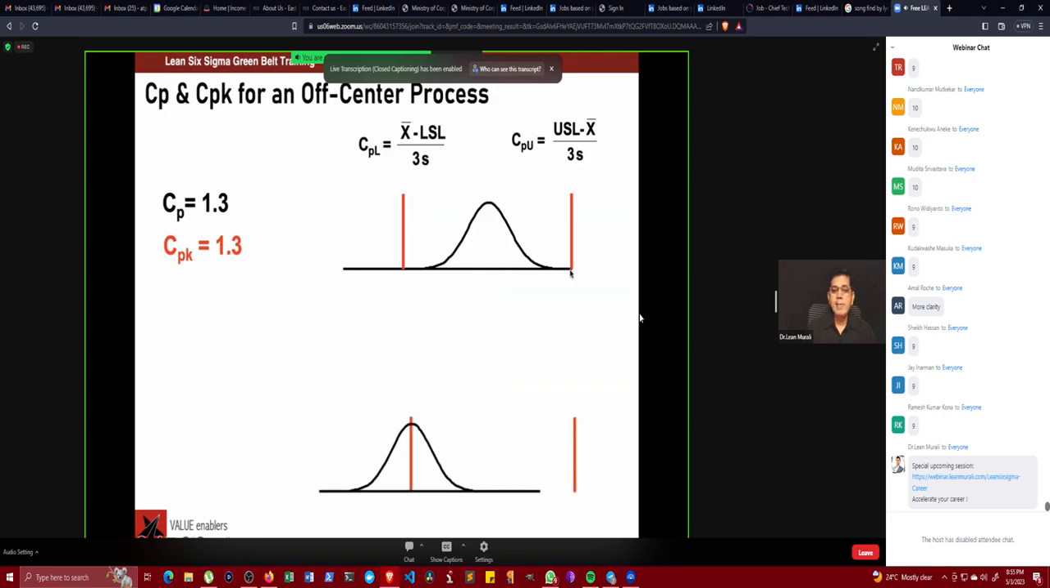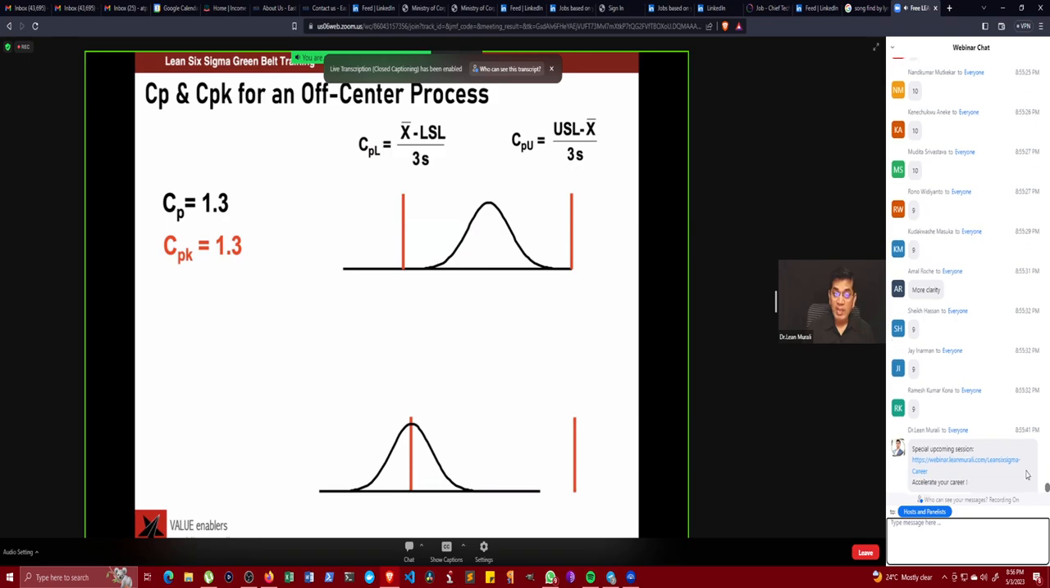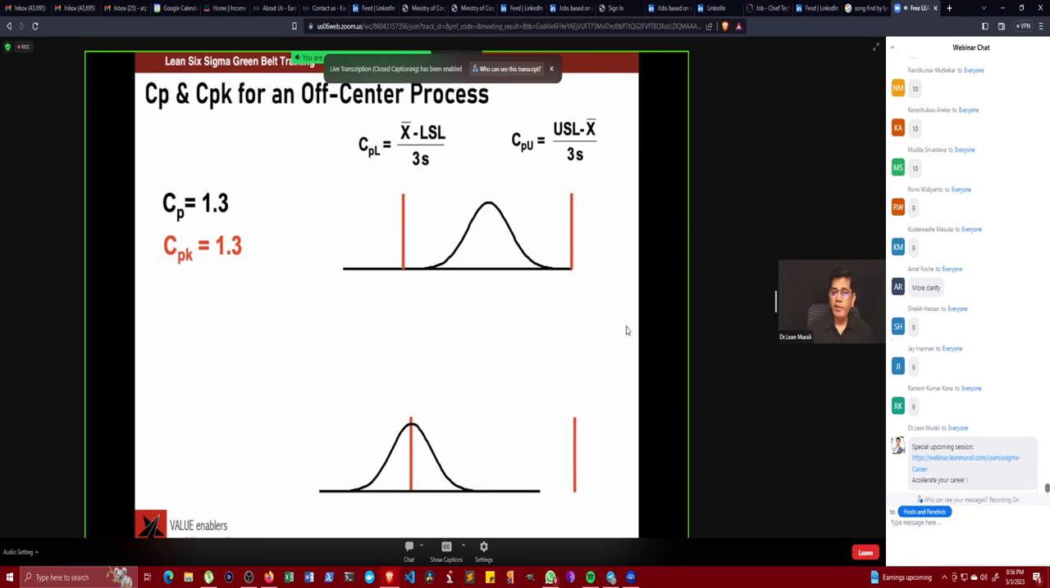Whereas what will be, my question here is, here CP is also 1.3, CPK is also 1.3. And we have seen in the earlier slide that in this bottom graph also, the CP is still 1.3. What would be the CPK? Just guess the CPK. The average is closer to the LSL, is equal to the LSL. What will be the CPK?